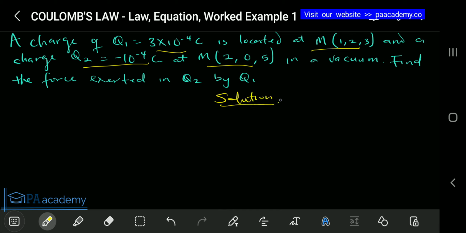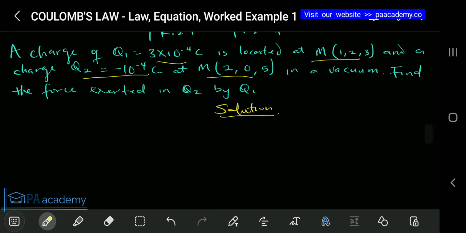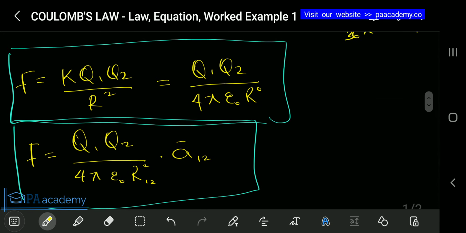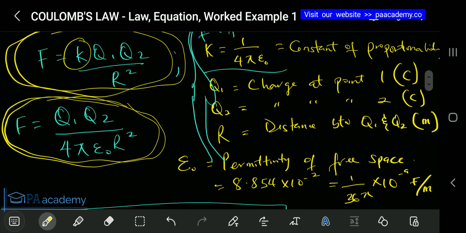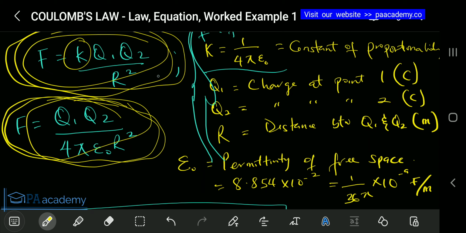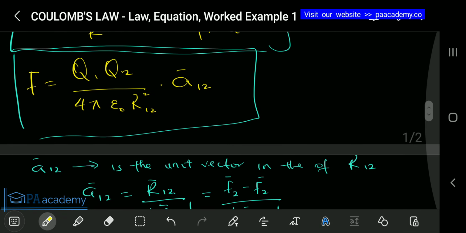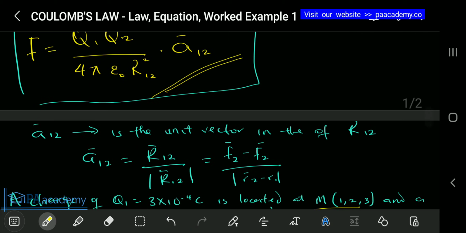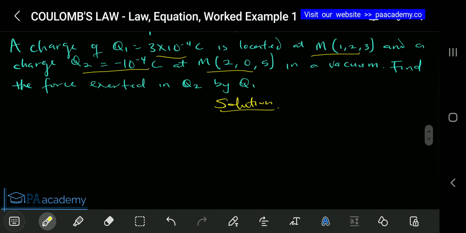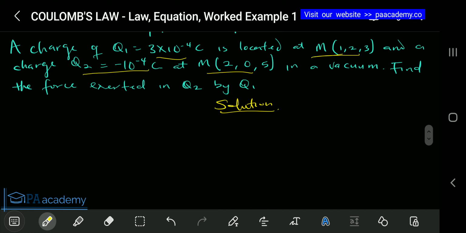If you take a look at this question, you see that it has to do with the vector form of Coulomb's law. A quick recap: in the previous part I mentioned that you can either have this formula or this formula, but these two are not in the vector form. In this example, this is the formula we are going to be using, because the question is giving us a direction. So that means it's in vector form.